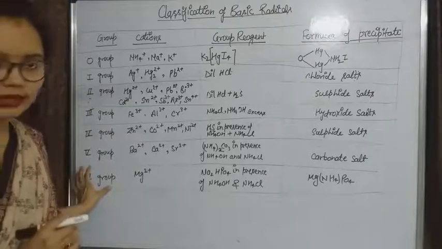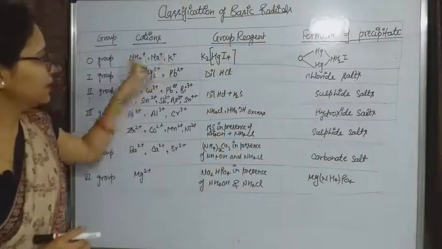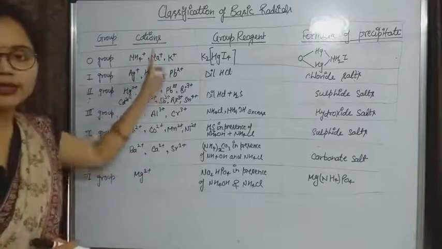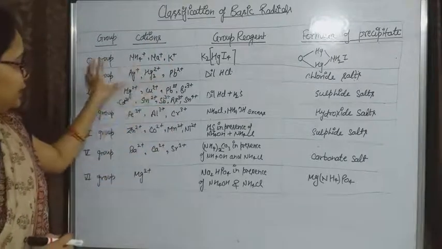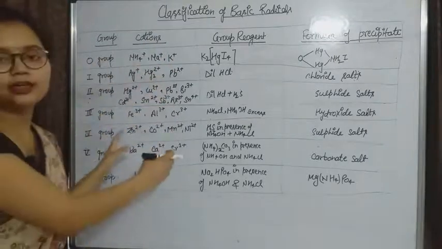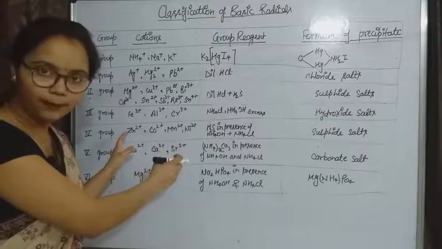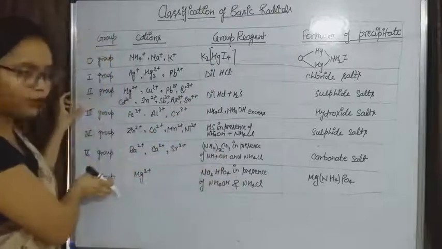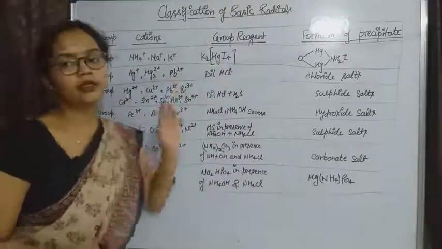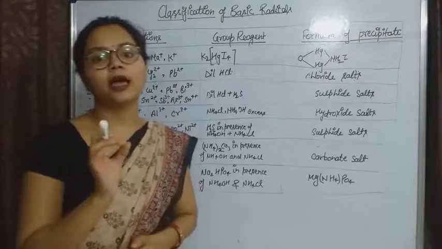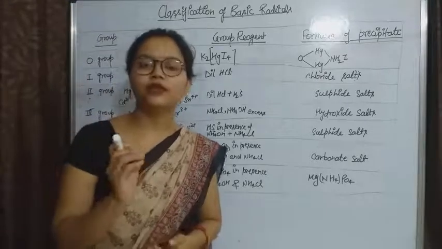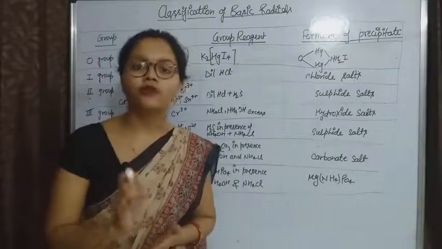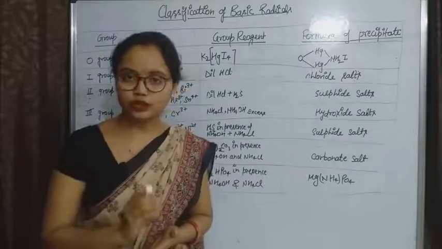Basic radicals are present. Here I have shown the cations. These are the cations which are present in their respective groups, and these cations we have to detect in the given compounds. Here I have shown the group reagents of a particular group. Group reagent we have already discussed: the chemicals by using which we can detect the presence of a particular group is known as group reagent.